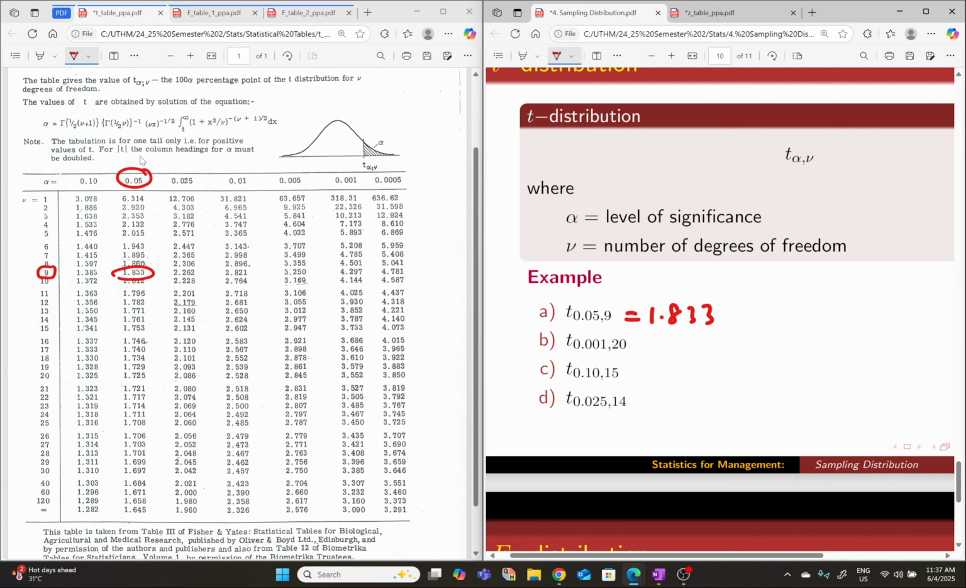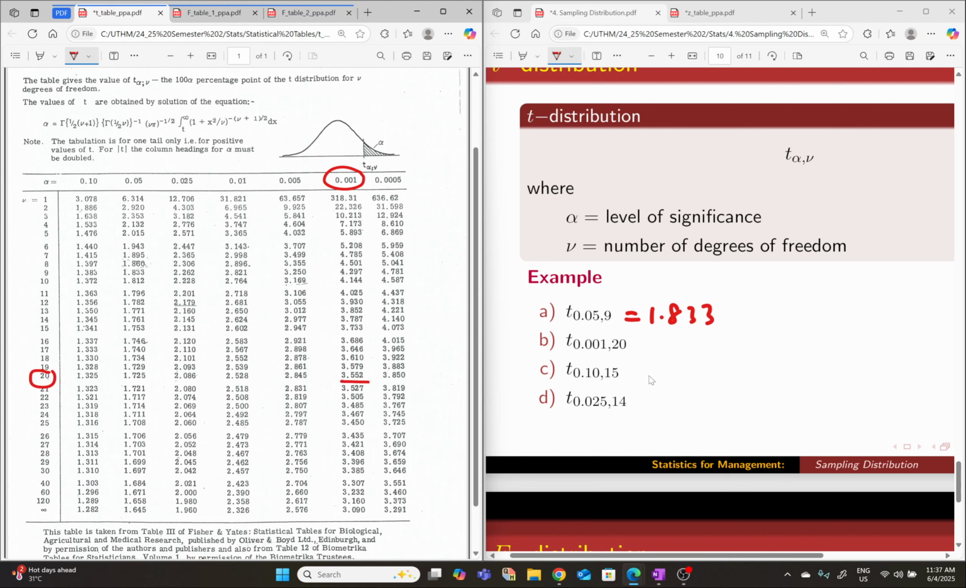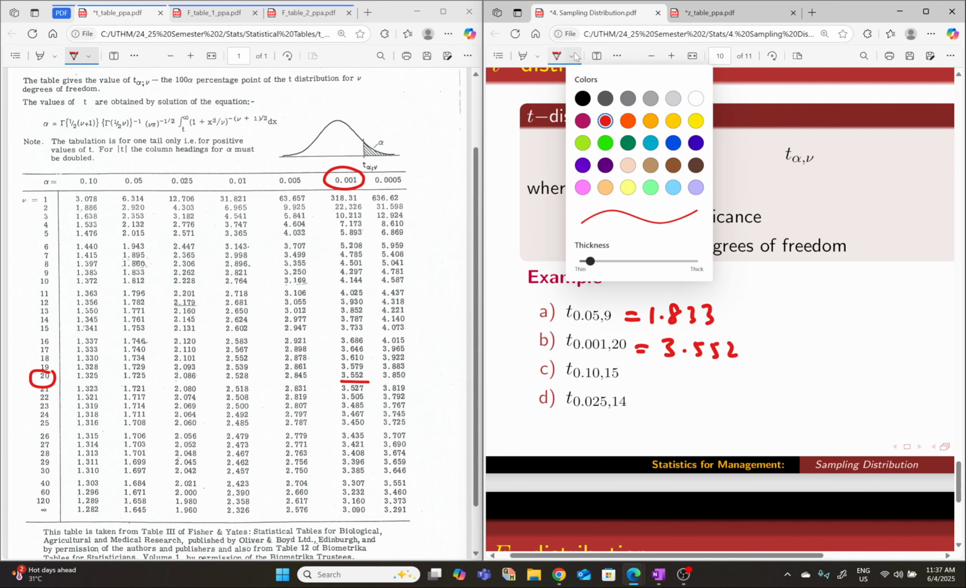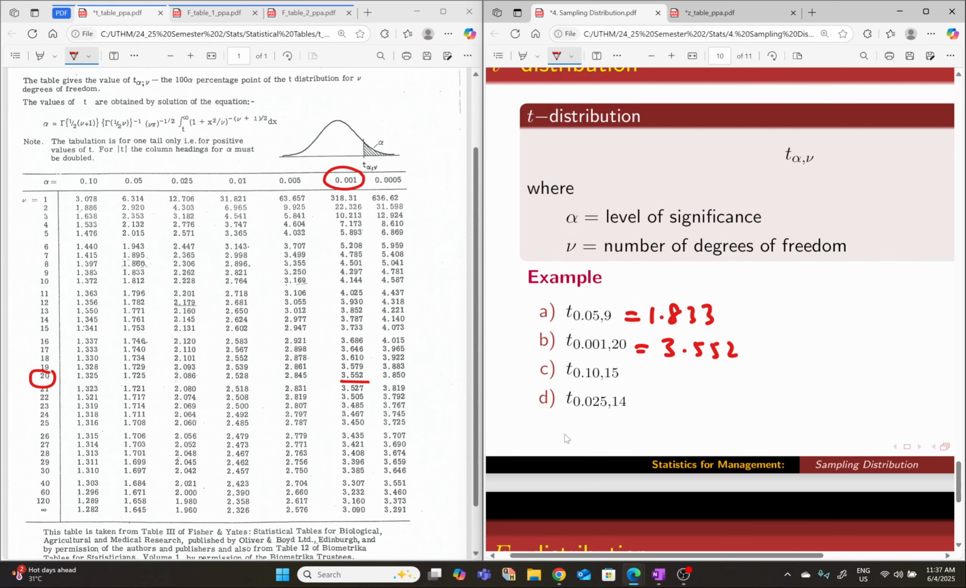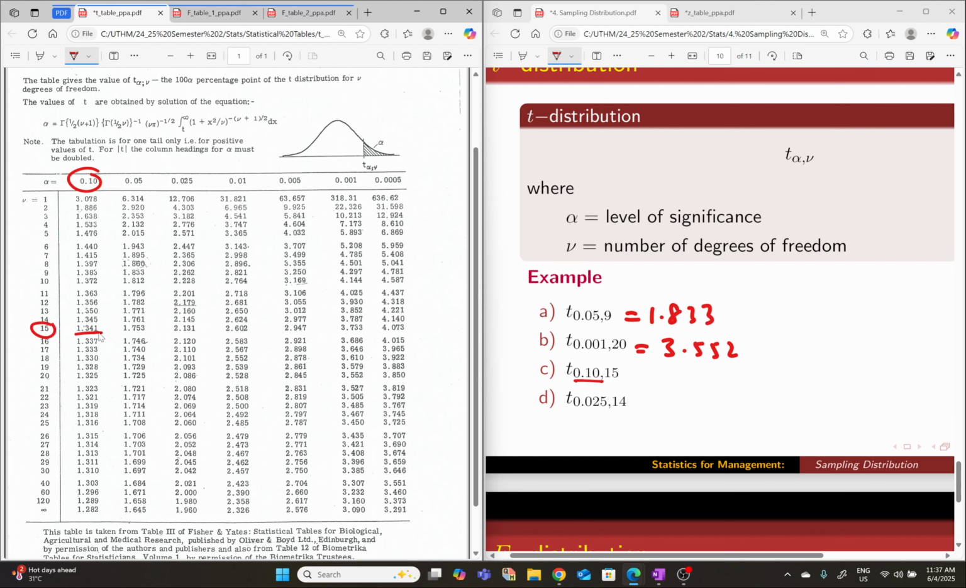All right. After that, next one. 0.001. 0.001 is here. 20. 20 is here. This one. Right. Now next one is what? Next one is 0.1. 0.1 here, 0.10. 15. 15 is here. 1.341.